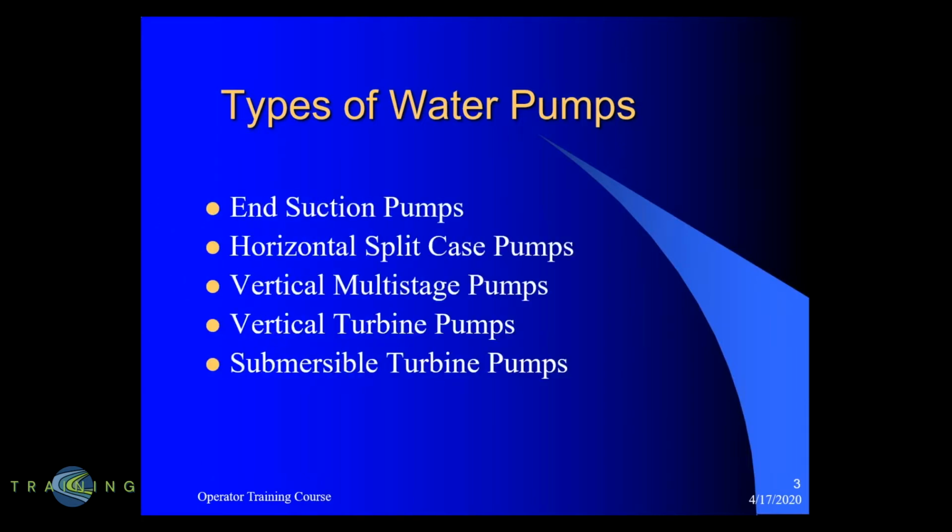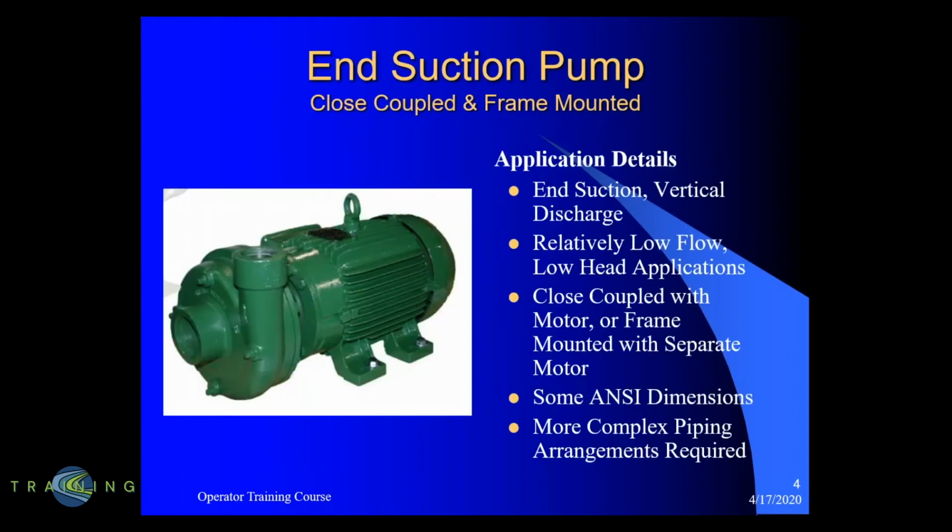So you see all the different types of pumps that we have. We'll start with water. The first type of water pump that we'll talk about is an end suction pump. You guys have seen these out in the field. They come in close coupled, meaning that the motor is right against the volute, and frame mounted, which means that there is a shaft that goes between the motor and the volute with a coupling in between. These are for relatively low flow, low head applications, very simple pumps.